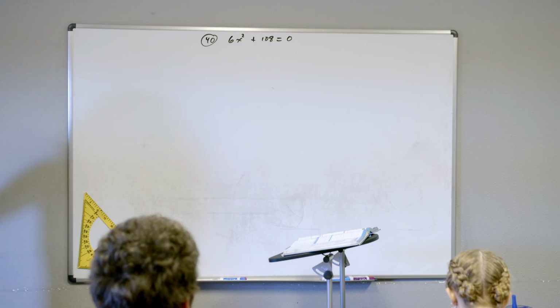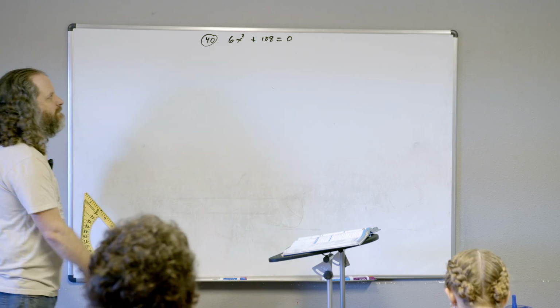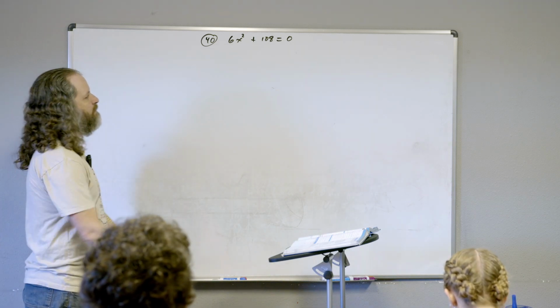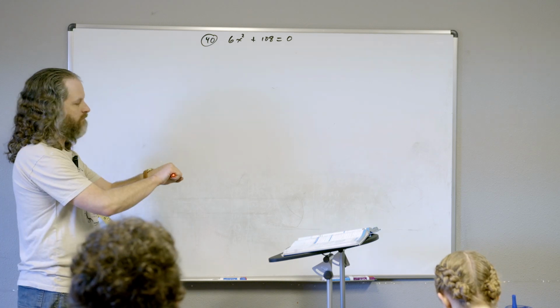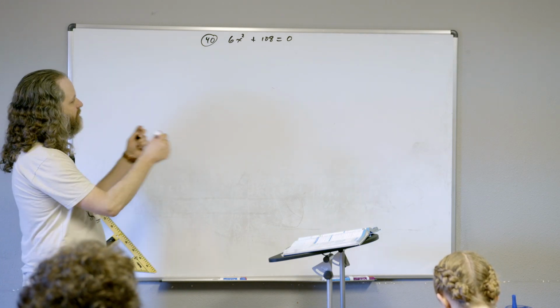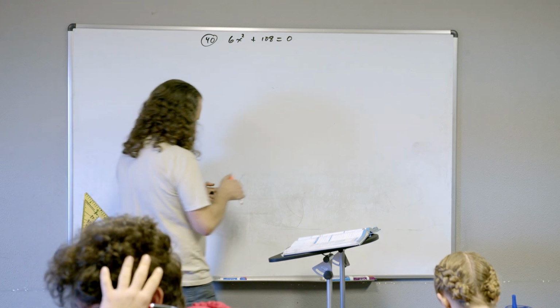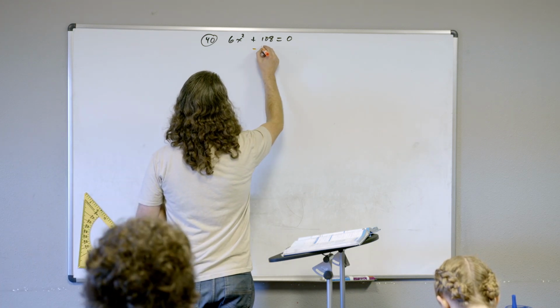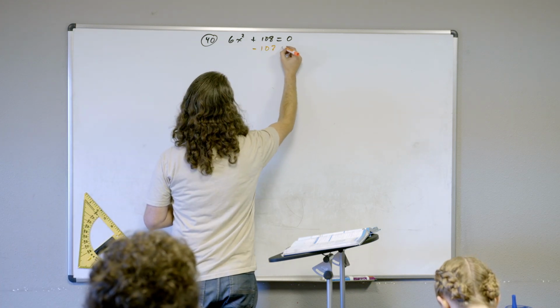We're supposed to solve for x, so what should we do? There's kind of two different ways to solve this problem. Subtract 108. Great. Totally acceptable way to solve this problem. That is a way you could solve this problem as well.